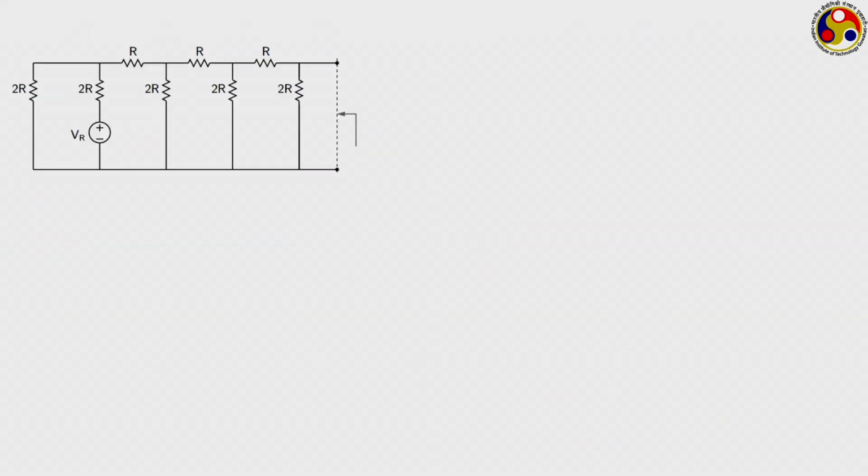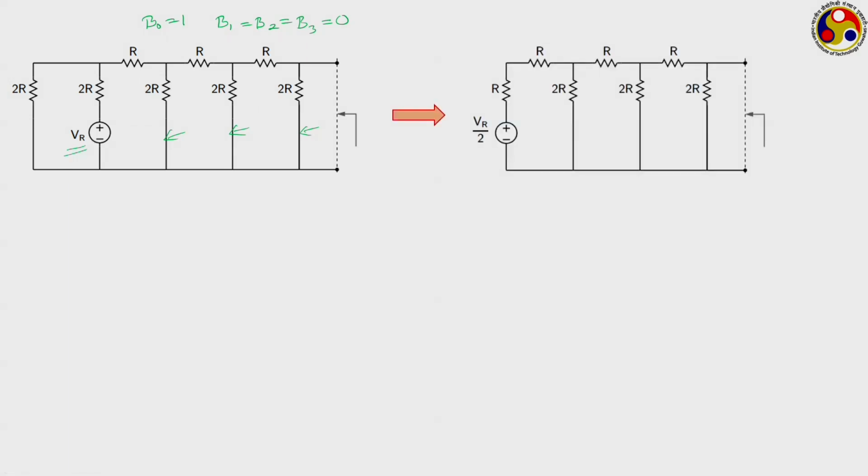Let us take the example where your B0, let us stick to our notation of B0, is equal to 1, and all the other bits, that is B1, B2 and B3, are set to 0. So the situation is somewhat like this: these are all grounded, but this one is having this VR, the reference voltage.